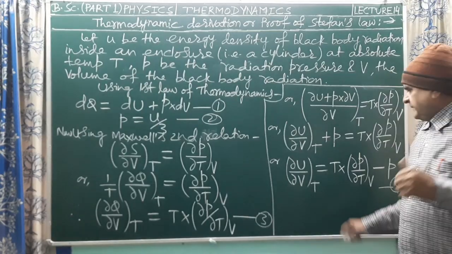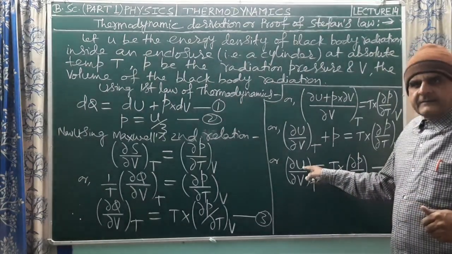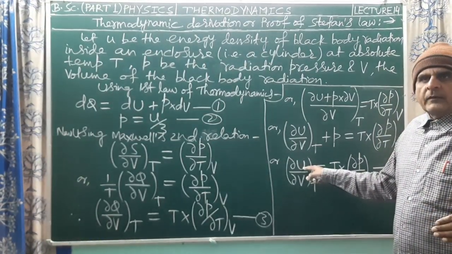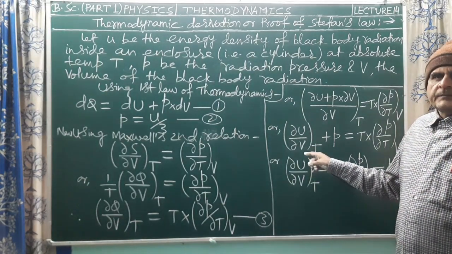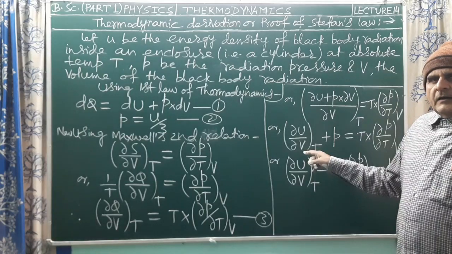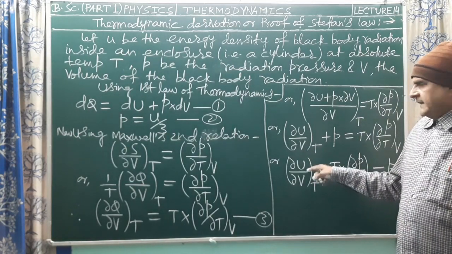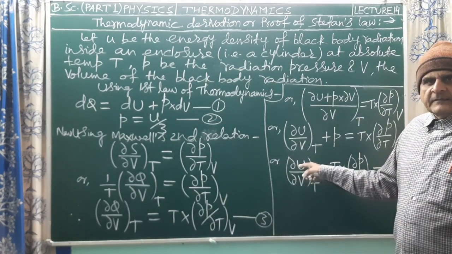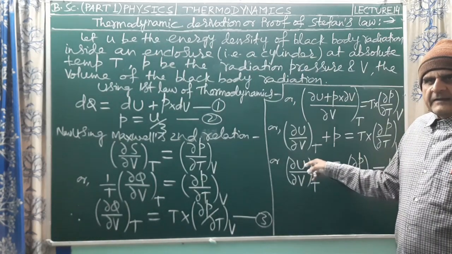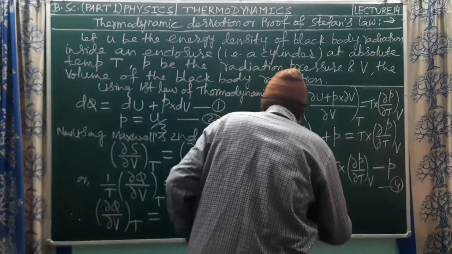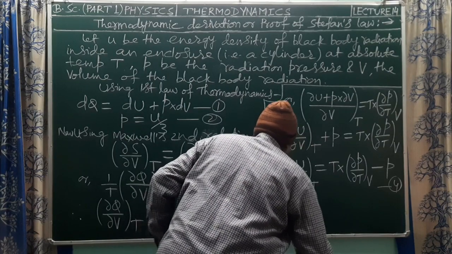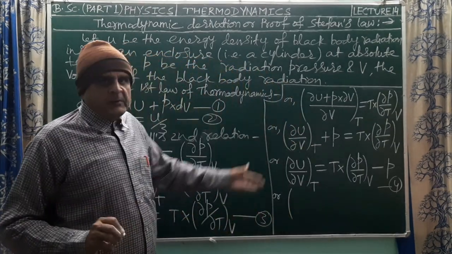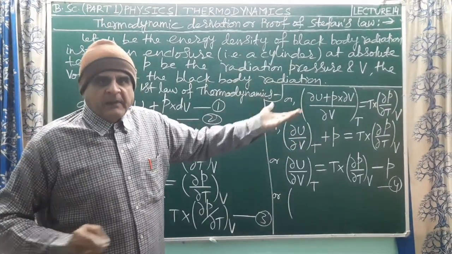So, in place of capital U in the LHS, we can write a small u into capital V. That is energy density multiplied by volume of the enclosure, or volume of the black body radiation, which is equal to the internal energy capital U of the system, that is black body radiation. So we can write in the LHS, in place of capital U, a small u into capital V.